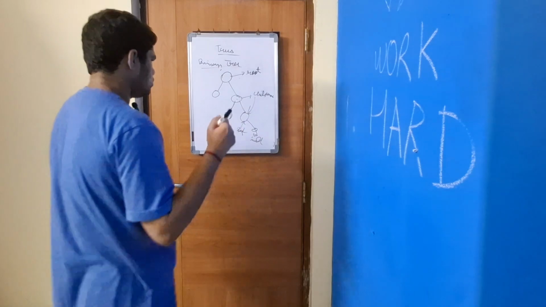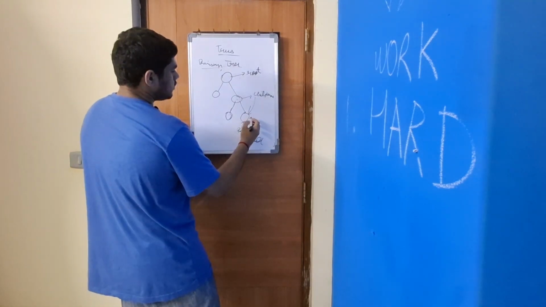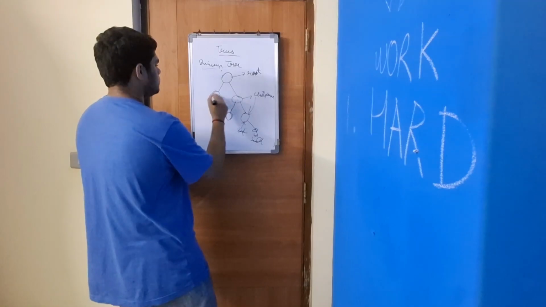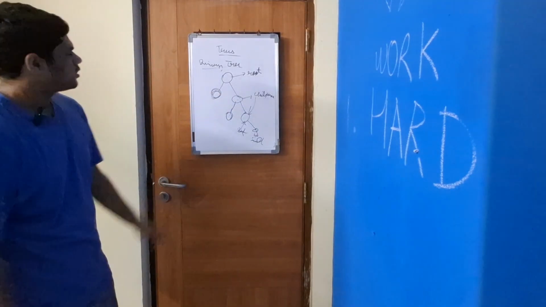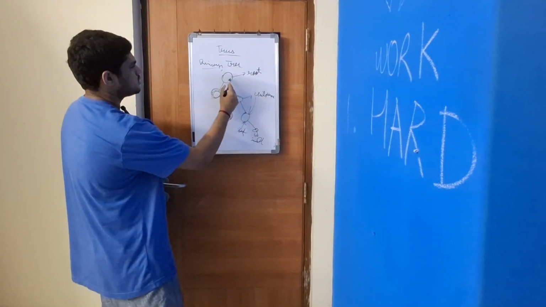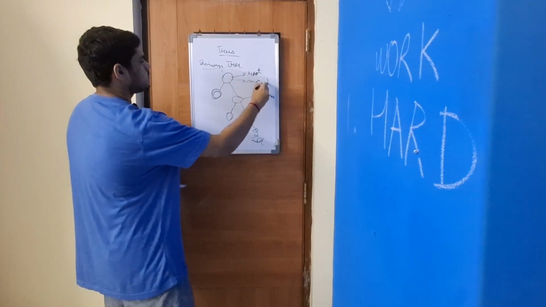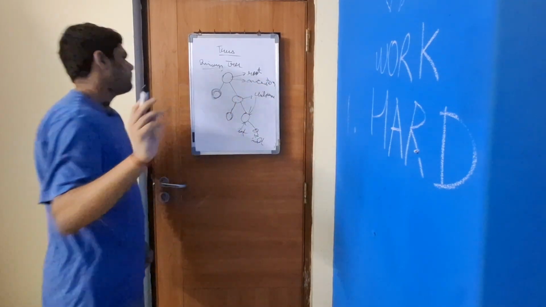And two more important terminologies. If you take this particular node, let's say this is messed up, let's take this node. If you take this node, then this is called an ancestor node.